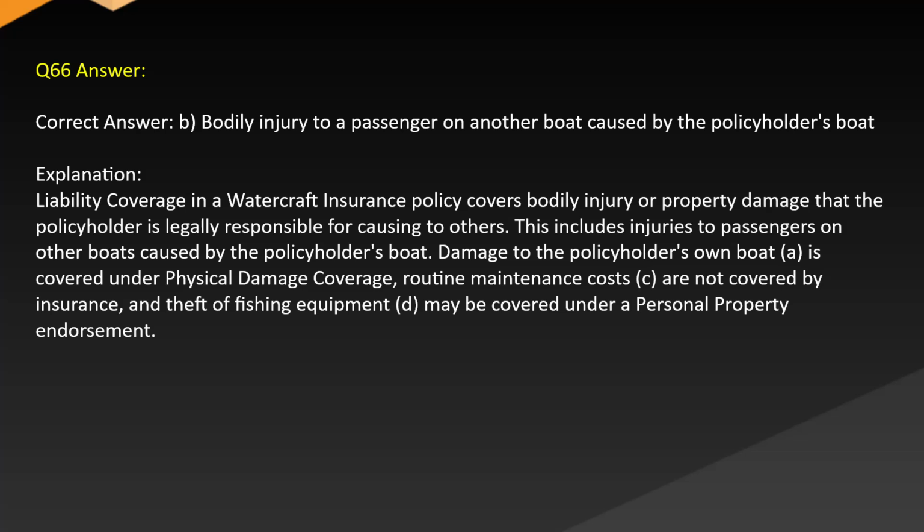Explanation: liability coverage in a watercraft insurance policy covers bodily injury or property damage that the policyholder is legally responsible for causing to others. This includes injuries to passengers on other boats caused by the policyholder's boat. Damage to the policyholder's own boat, A, is covered under physical damage coverage. Routine maintenance costs, C, are not covered by insurance, and theft of fishing equipment, D, may be covered under a personal property endorsement.